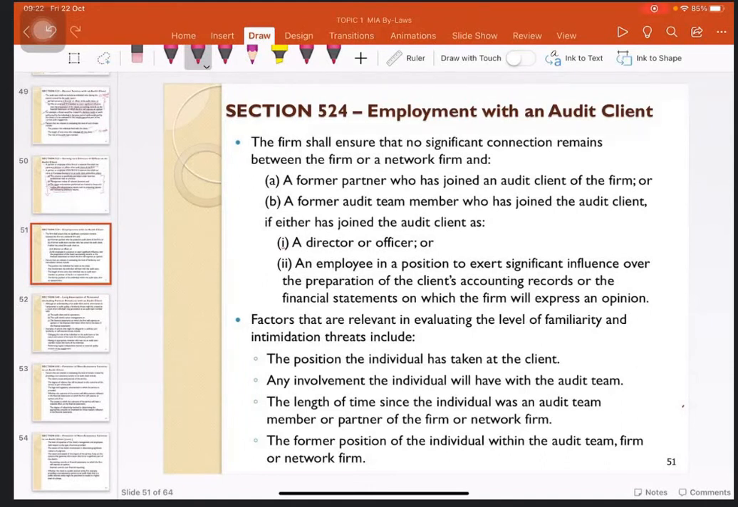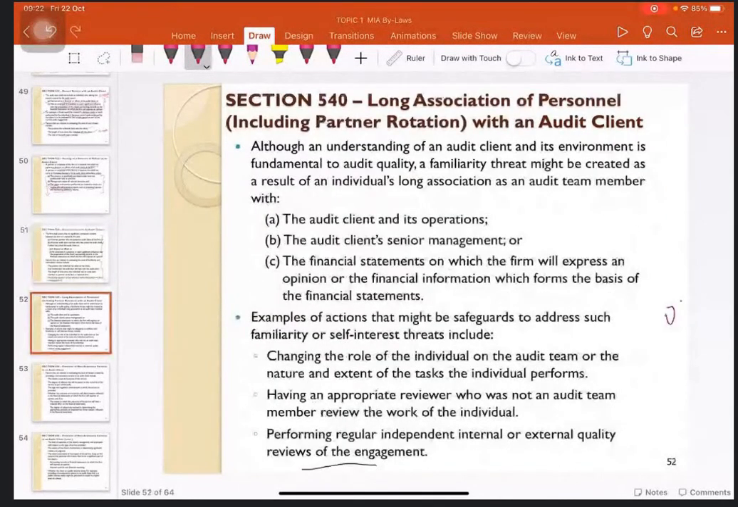Employment with an audit client, I think this one is not allowed. Okay. I think dua benda yang sama kot ya. So basically employment with an audit client is not allowed. Okay. Especially kalau you ada significant influence. Okay.